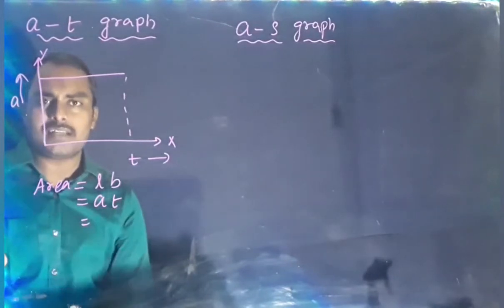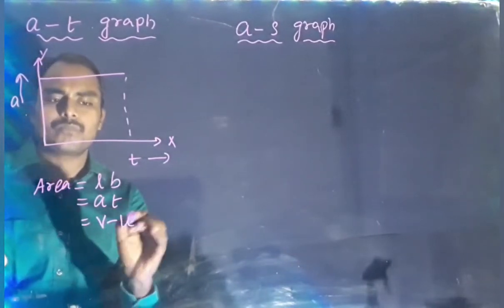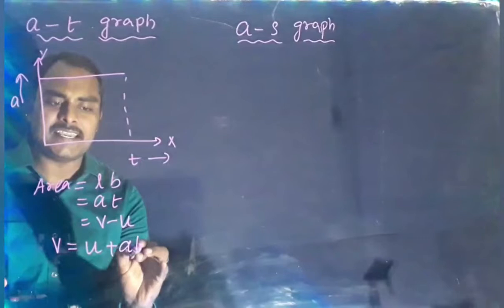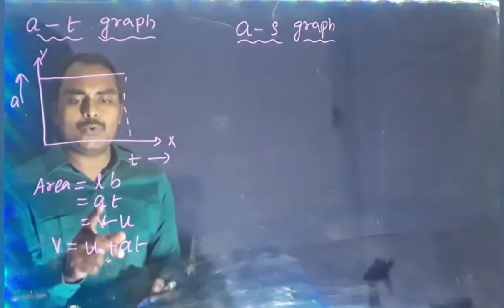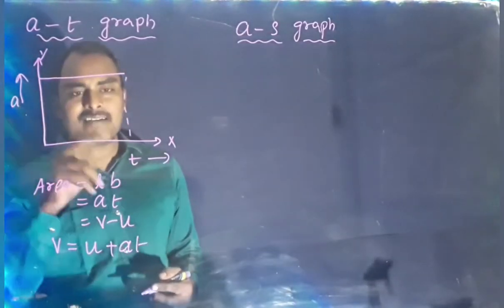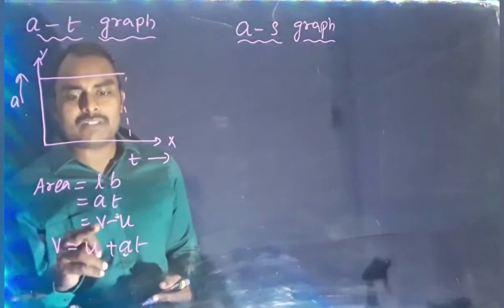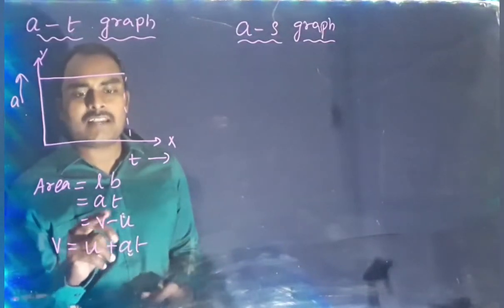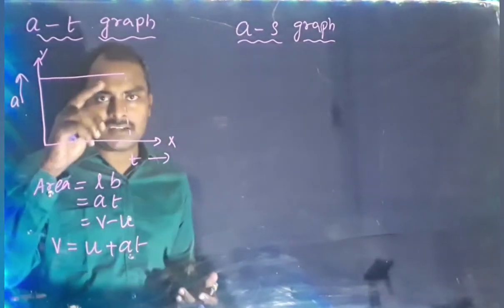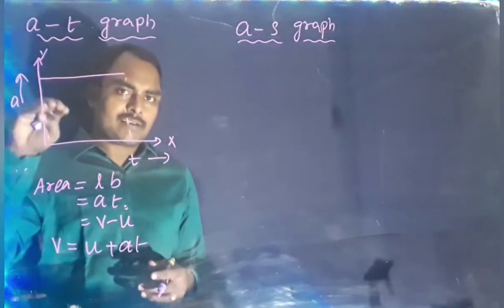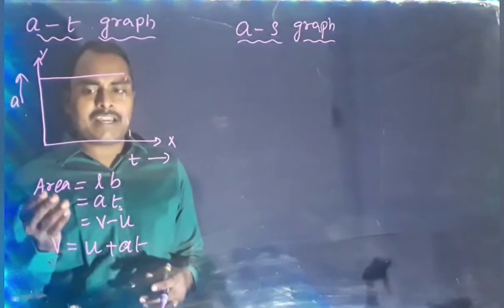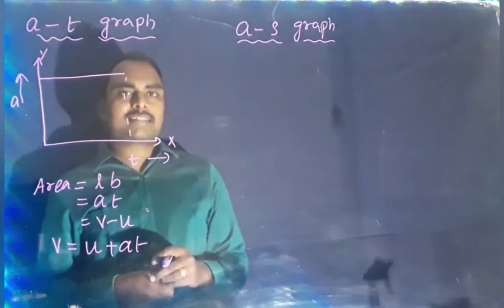So a into t is nothing but v minus u. From v equal to u plus at, we can write v minus u as at. So if you calculate this area under the acceleration and time graph, it gives v minus u, the change in velocity, final velocity minus initial velocity. Now you can follow this concept even if the graph is not a straight line. Whether it is constant acceleration or variable acceleration, straight line or any curve, you can find the area and it equals the change in velocity.